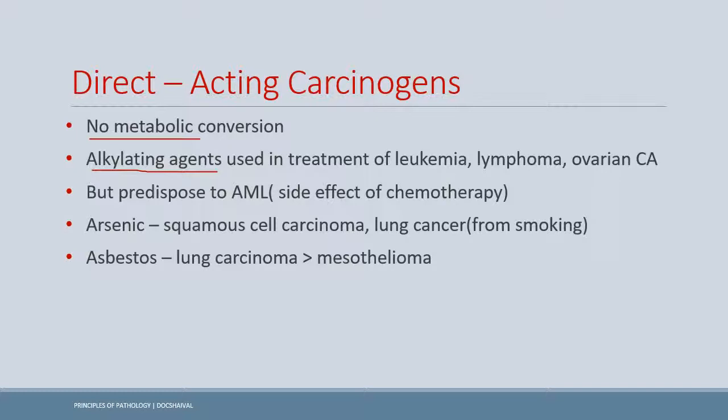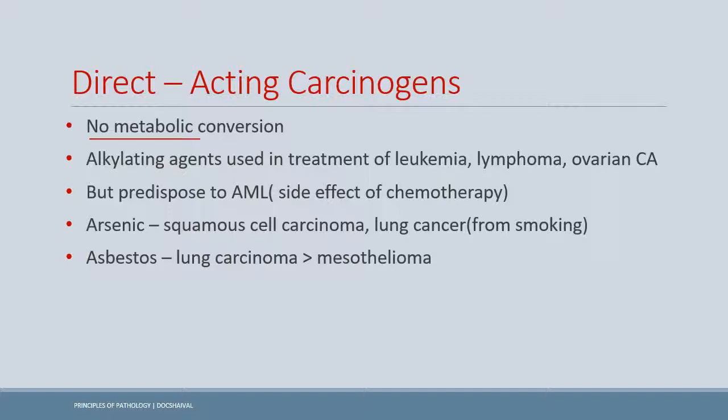Now, why are alkylating agents important? Because they have a pharmacology tie-in. What is it? Alkylating agents are direct carcinogens. Wait, but alkylating agents are also used in the treatment of leukemia and lymphoma and ovarian carcinoma. But alkylating agents have a predisposition to AML or even CML, and this is the long-term side effect of the chemotherapy. Okay, so keep in your mind that alkylating agents are associated with an increased risk of chemotherapy-induced acute myeloid leukemia or even chronic myeloid leukemia.